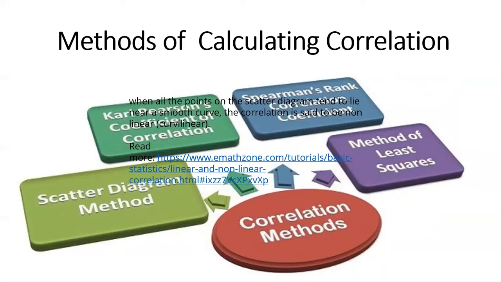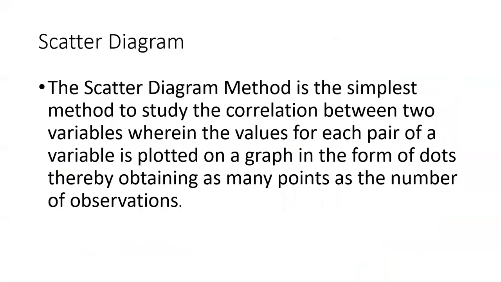So there are generally four methods used. That is scatter diagram, Karl Pearson coefficient of correlation, then Spearman rank correlation, and method of least squares. These are the four methods studied to find out the correlation.